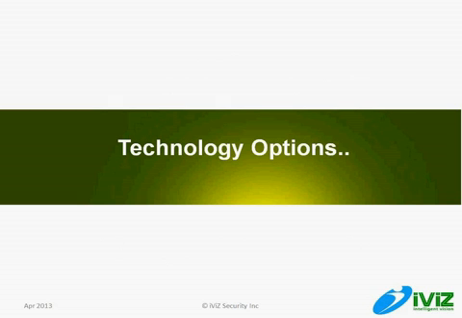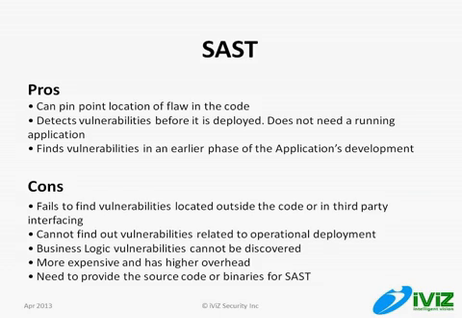So let's look into which technology options we have when we need to consider application security testing. There are 2 main options. One is static application security testing, which is SAST, and the second is dynamic application security testing, or DAST. So what is static application security testing? Static application security testing is the process of testing your application using the binary or the source code. So the application is not in a running state. You just have the code or the binary and you can figure out the flaws.